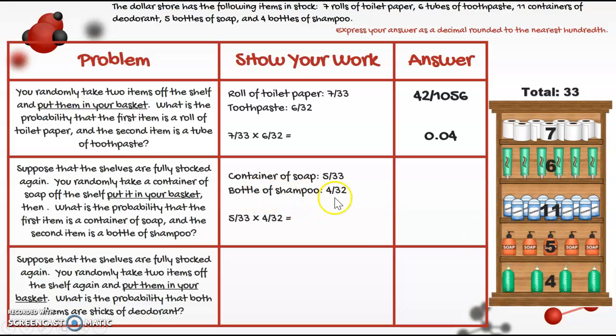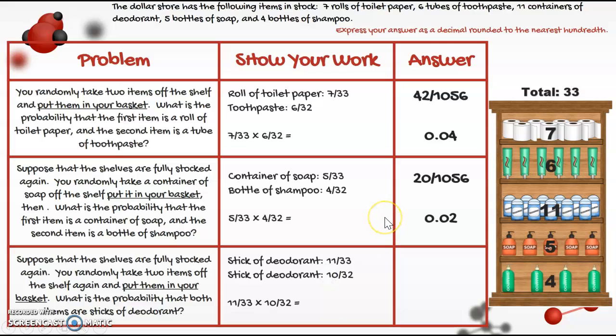My second problem, I'm getting a container of soap, which is 5 out of 33. I'm going to get a bottle of shampoo because I didn't put that soap back. I put it in my cart. My shampoo is 4 out of 32. I'm going to multiply those together. That's why my bottom number is different, because I didn't put it back like before when I put the toilet paper back. This, I'm not putting my items back. So I'm going to multiply, and then I'm going to divide and get my 0.02.